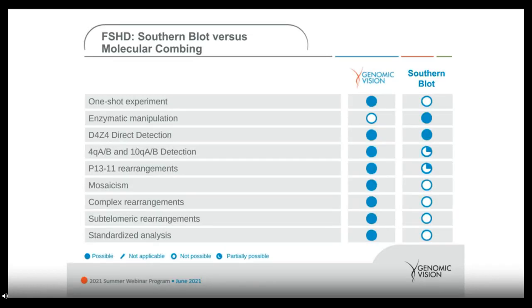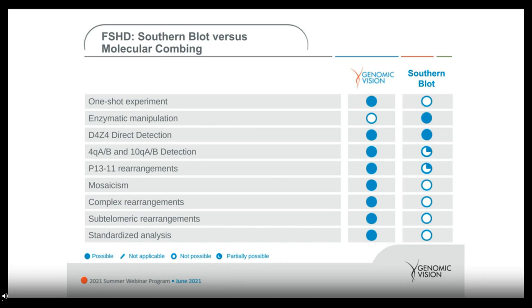The use of Genomic Vision technology with the GMC at single DNA molecule resolution is very powerful because it brings some strengths compared to the classical method, which is Southern blot. For us, the FSHD test is a one-shot experiment. On one cover slip, the information that can help the physician with a diagnosis is actually huge. And this does not require any enzymatic manipulation.